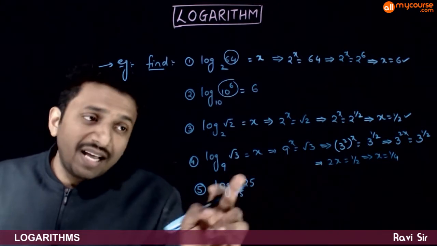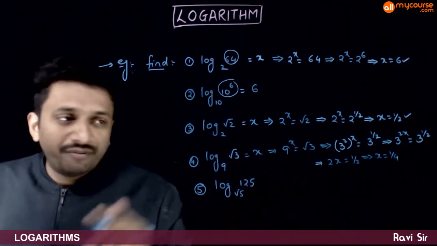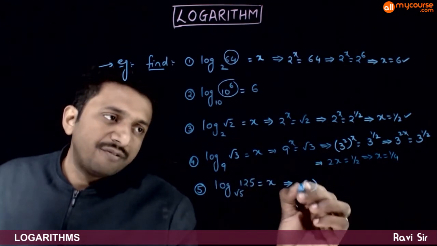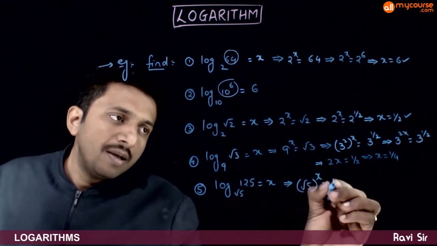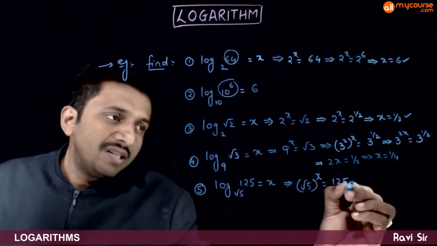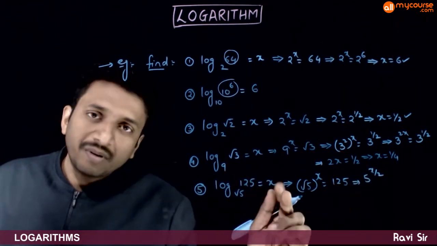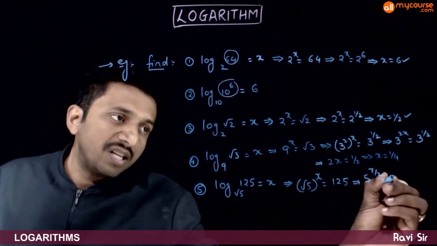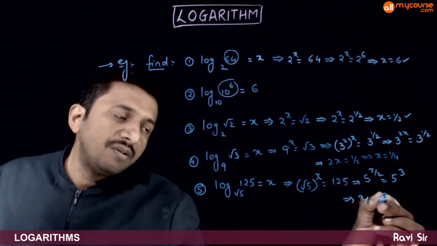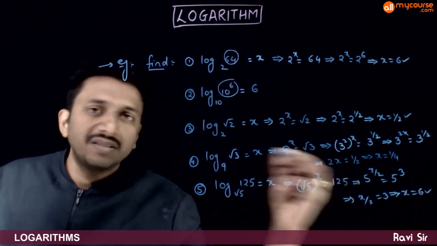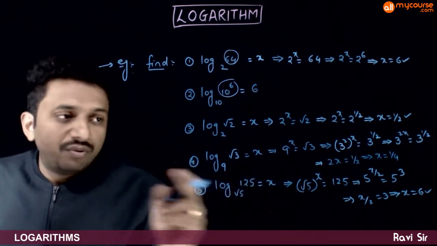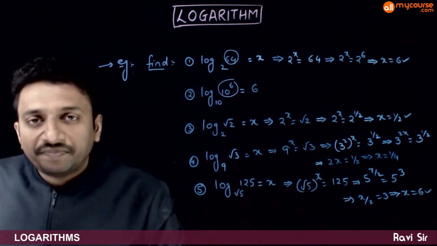Next, finally, let us take log 125 to the base root 5. Again, let it be equal to x. This implies root 5 power x has to be equal to 125. Let us express both of them in powers of 5. This implies 5 power x by 2, since root is power half, is equal to 5 power 3, as 125 is nothing but 5 cubed. This implies x by 2 is equal to 3, and this implies x is equal to 6. So the value of log 125 to the base root 5 is equal to 6.